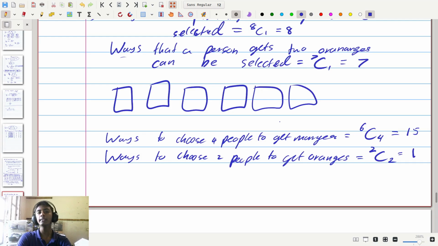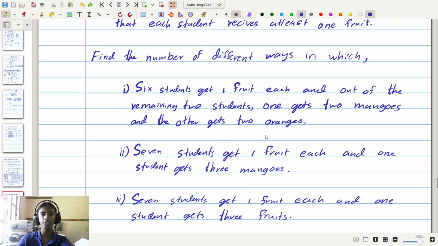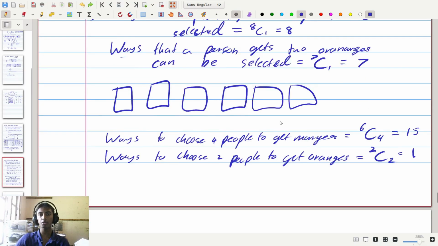Now then, once all of these events were completed, the following events were independent of the previous events. Due to that, this 7 choose 1 is independent of this 8 choose 1, and therefore, if we want to find the total number of combinations in which both of these events occur, we can simply multiply the numbers. The same thing with these two, since the different ways to choose the 4 people to get the mangoes is independent of who gets the 2 oranges and who gets the 2 mangoes. So therefore, the total number of different ways in which 6 students get 1 fruit each, and out of the remaining 2 students, 1 gets 2 mangoes and the other gets 2 oranges, is going to be the product of all of these numbers.